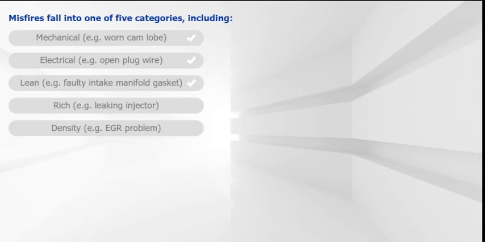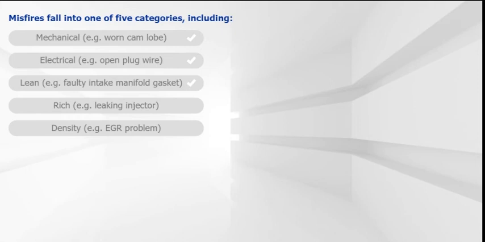Lean, a condition caused by unmetered air entering the combustion chamber, causing the air-fuel mixture to have significantly more air than desired when spark is initiated. The mixture has no conductivity, thus causing a lean misfire. Unmetered air is air that is not accounted for or measured by the MAF sensor.